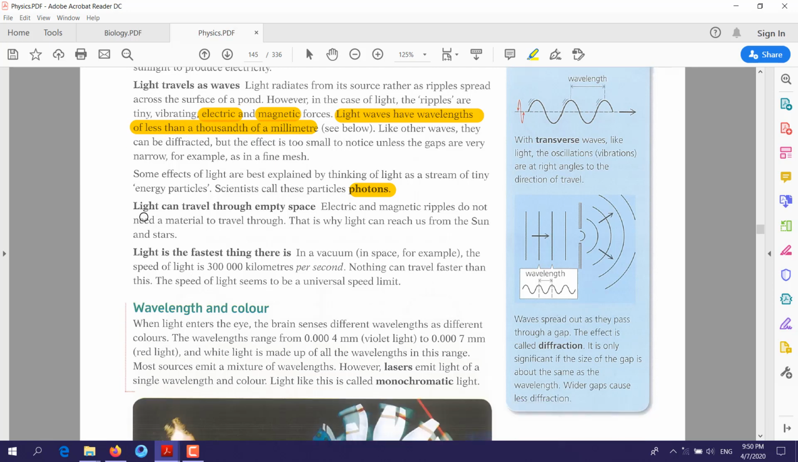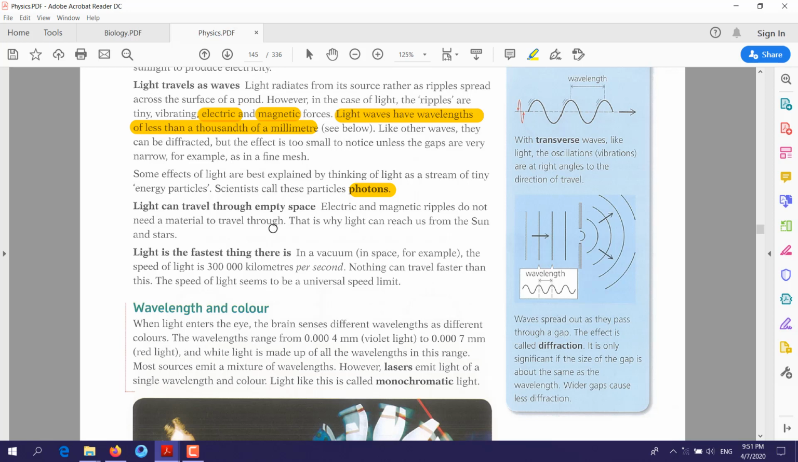Next one, light can travel through empty space. If you remember, when we talked about sound waves, we said that to travel, sound waves always need a medium, a material, something to pass through. It needs something to carry these waves and travel to another place. This is the opposite of light. Light can travel through empty space.